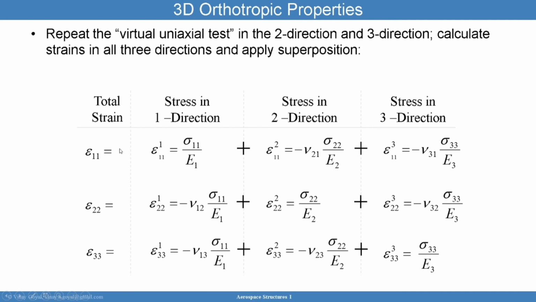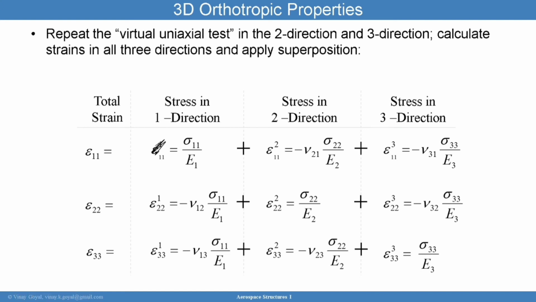And so now I can look at what happens when stress is applied only in the 3rd direction. And when I look at the total strain, if I apply all 3 stresses simultaneously, by the principle of superposition, and after doing this virtual uniaxial test on each of these directions, I can superimpose and calculate the total strain. And when I do that, I get this. Now note that I can put this into matrix notation.